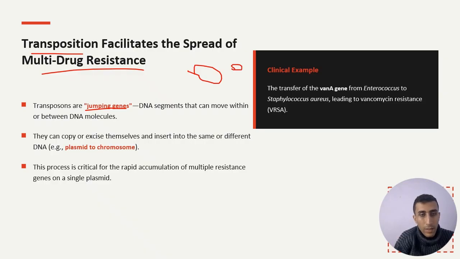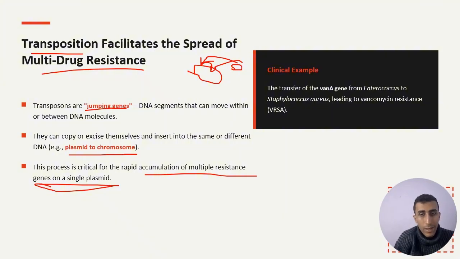Transposons are jumping genes, which are DNA segments that can move within or between DNA molecules, so they can copy or excise themselves into the same or a different DNA, like from plasmid to chromosome. They can either go to different parts of the chromosome or from plasmid, for example, to chromosome. These genes are called transposons. This process is critical for rapid accumulation of multiple resistance genes on a single plasmid.